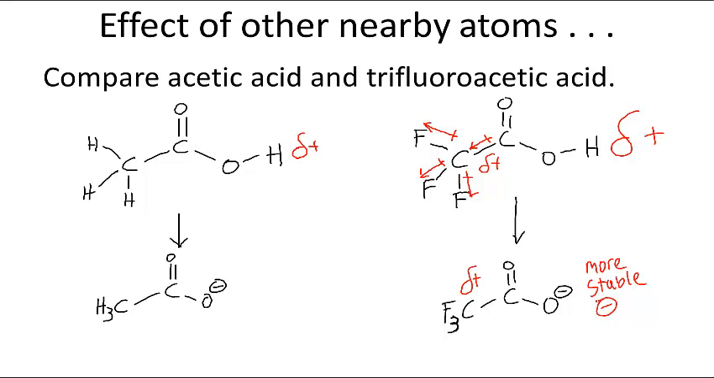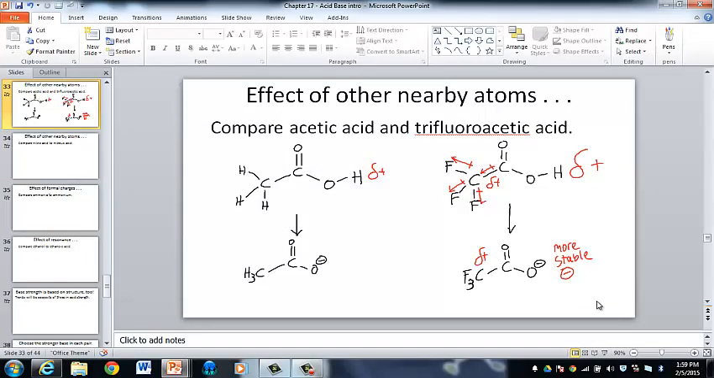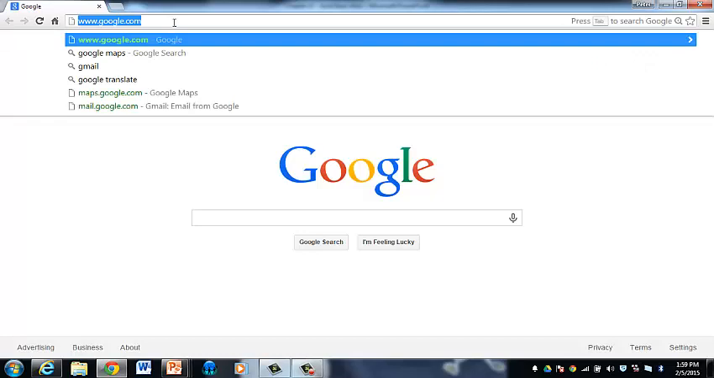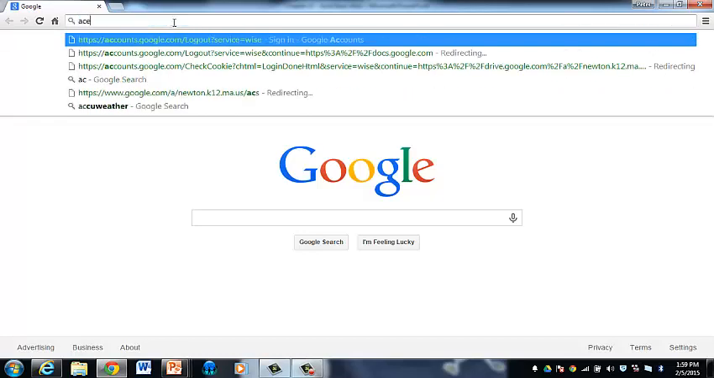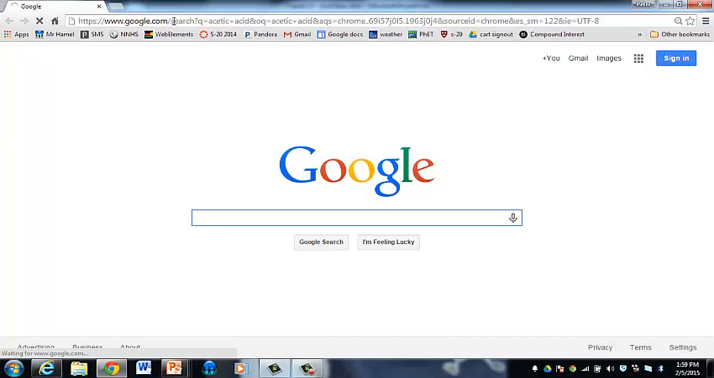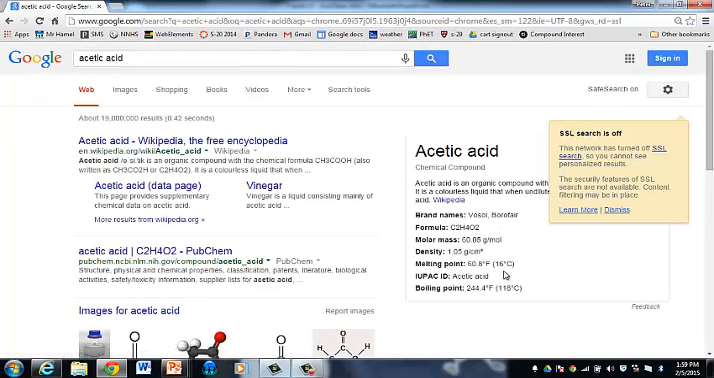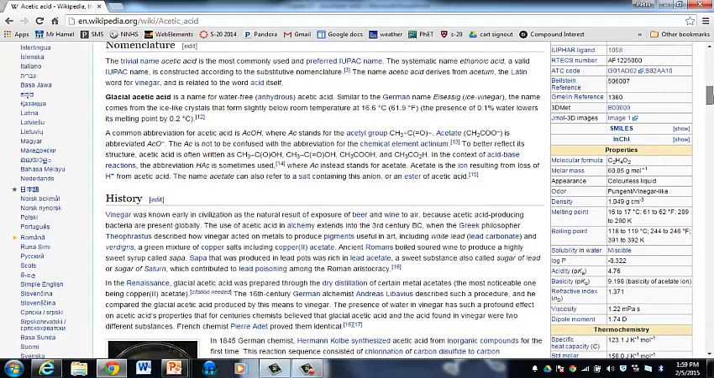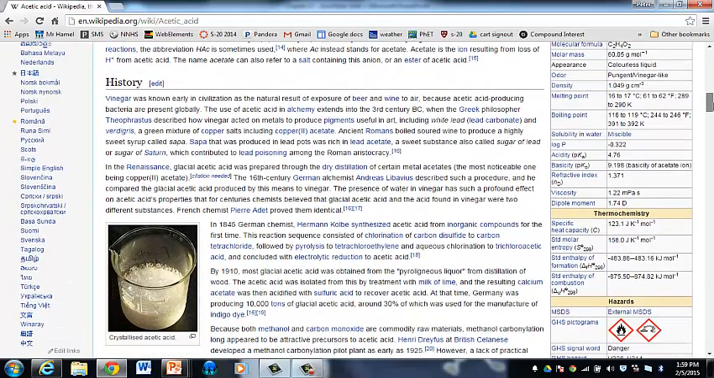I like to point out that you always have information at your fingertips. So if we wanted to know whether our prediction's true, what should we do? All right, let's type in acetic acid, and let's go to Wikipedia. If anyone ever told you it was banned from school, they're crazy.